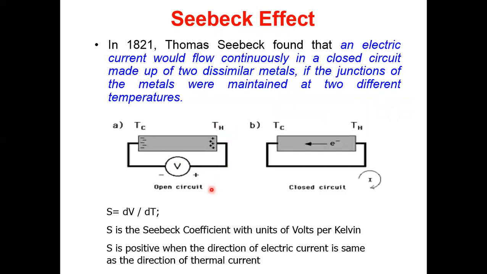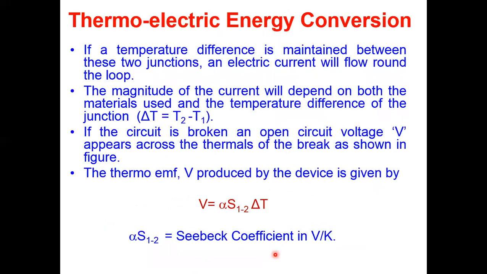This is the diagram for the open circuit and this is the diagram for the closed circuit, and S is equal to dV by dT. S is the Seebeck coefficient, with units of volts per Kelvin. S is positive when the direction of the electric current is the same as the direction of the thermal current.